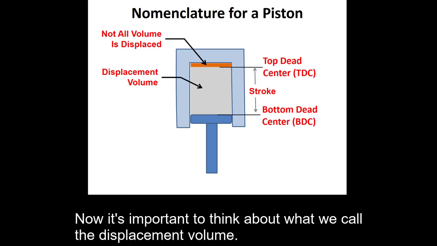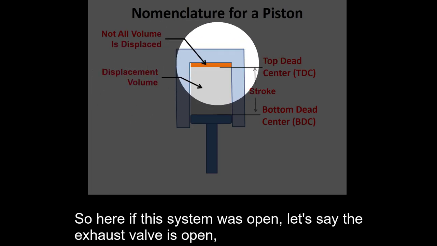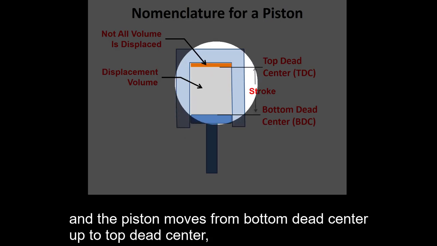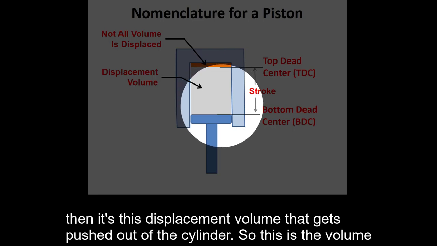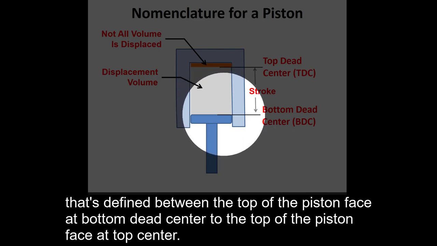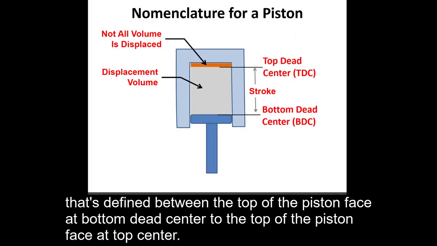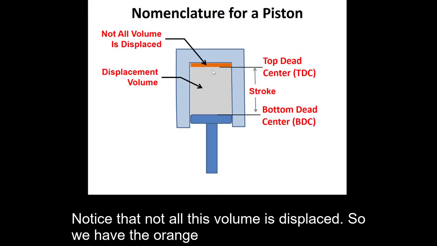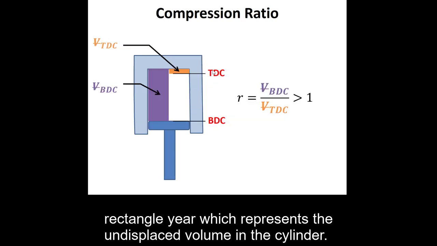Now, it's important to think about what we call the displacement volume. So here, if this system was open, let's say the exhaust valve is open, and the piston moves from bottom dead center up to top dead center, then it's this displacement volume that gets pushed out of the cylinder. So this is the volume that's defined between the top of the piston face at bottom dead center to the top of the piston face at top dead center. Notice that not all this volume is displaced. So we have the orange rectangle here, which represents the undisplaced volume in the cylinder.